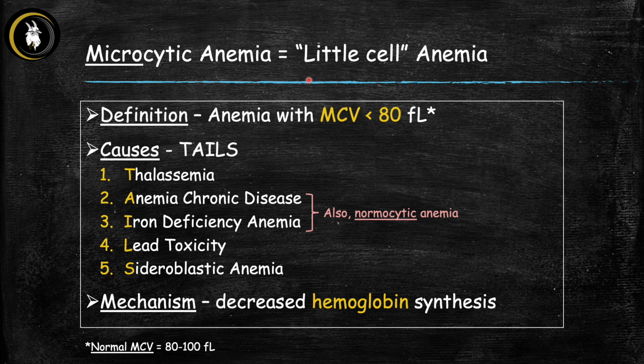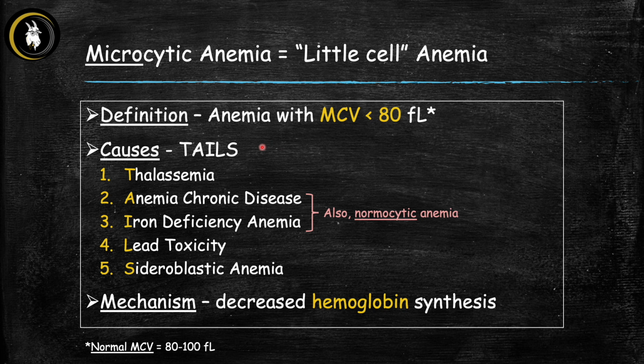Thalassemia causes microcytic anemia. Microcytic means that the cells are small or micro. This is defined as anemia where the MCV, which is the average size of a person's red blood cells, is less than 80 femtoliters. The normal range of MCV is 80 to 100 femtoliters. So this one is microcytic because the red blood cells are smaller than normal.